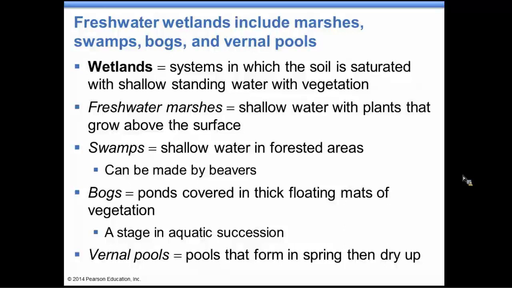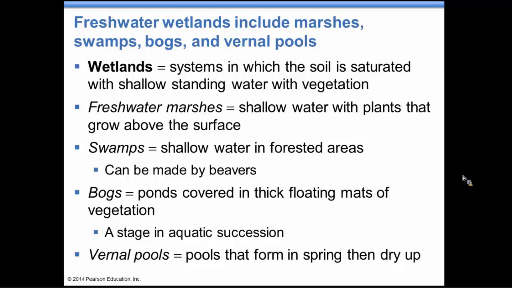Freshwater wetlands are ecosystems that include marshes, swamps, bogs, and vernal ponds. These are systems in which the soil is saturated with water, and that generally feature shallow standing water with ample and distinctive vegetation. There are freshwater marshes, which are shallow water with plants that grow above the surface. Swamps are shallow water in forested areas.